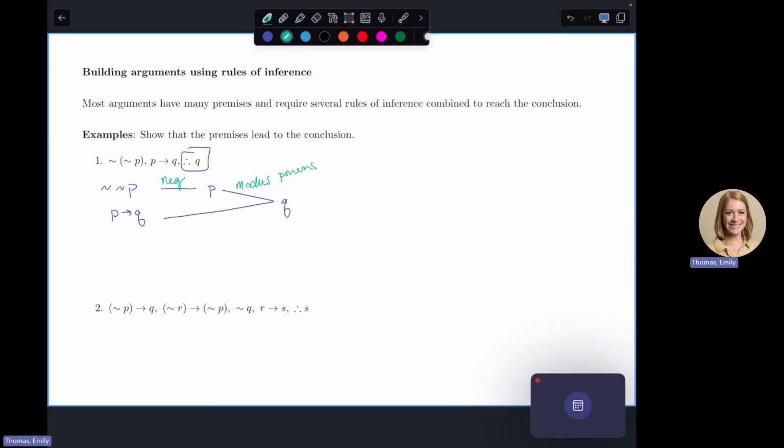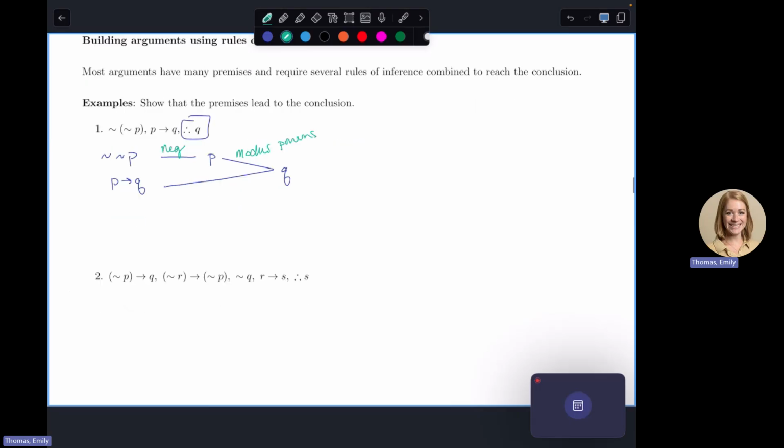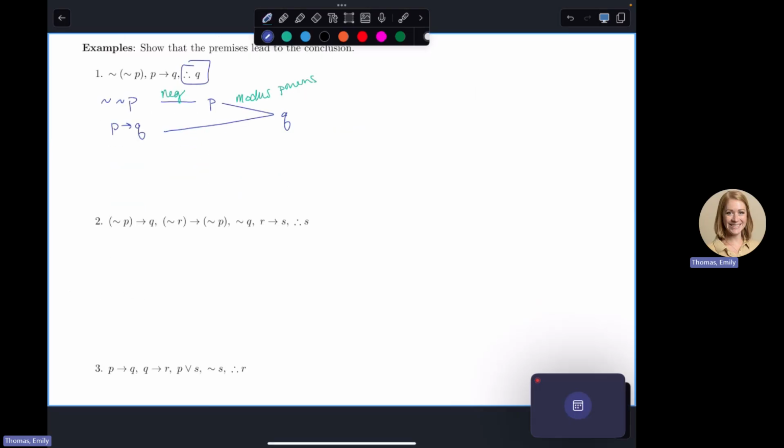Are you ready to try? Okay, I'm going to write down the things I have. Not P implies Q. All these parentheses are messy. Not R implies not P. Not Q. R implies S. And we're trying to get to S.